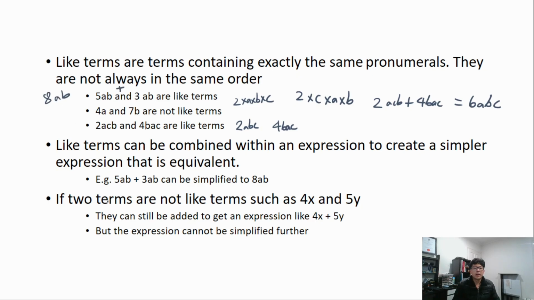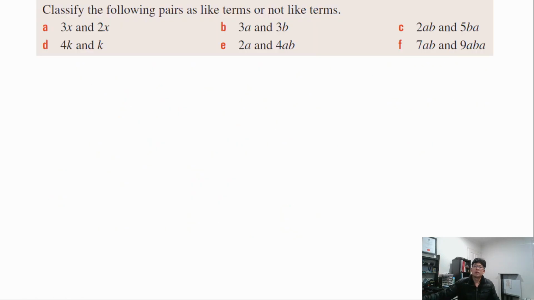And finally, if two terms are not like terms, such as 4x and 5y, they can still be added together to get an expression like 4x plus 5y, but the expression cannot be simplified further because we cannot combine the terms because they are not like. Alright, so let's have a go at a couple of example questions.